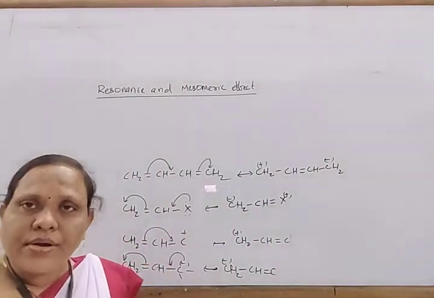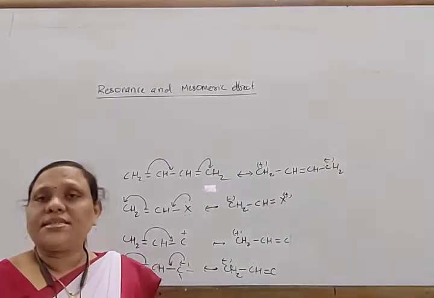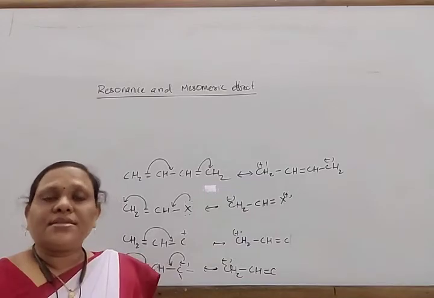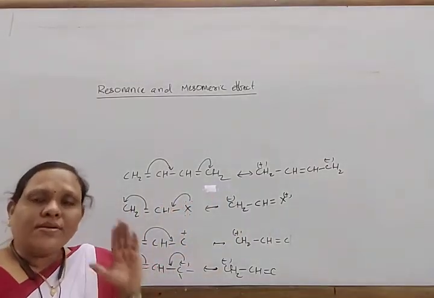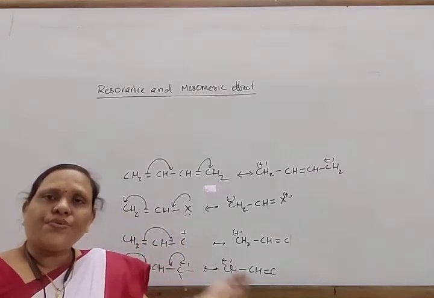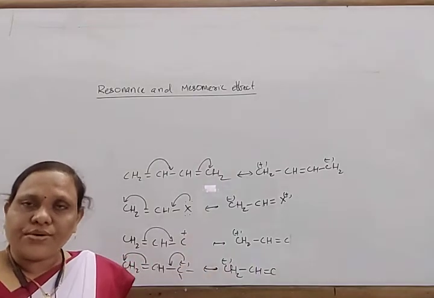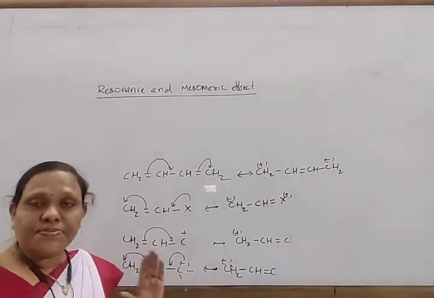So when a pi bond is in conjugation, when a lone pair is in conjugation, when a positive charge is in conjugation, when a negative charge is in conjugation, then resonance is possible. That means a pi bond should be present at an alternate position to a pi bond, to a lone pair of electrons, to a positive charge, or to a negative charge, then resonance is possible.